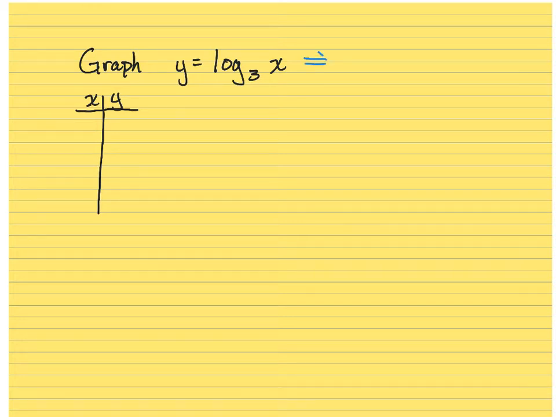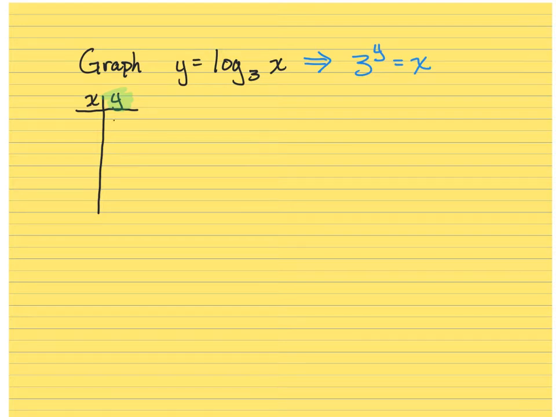If you're going to do this, what I would do is change this to its exponential form, 3 raised to the y equals x, and I would then, and this is different, pick y's instead of x's. And you're going to be just fine if you do that. If you're graphing this by making a table, transform it into this form, and pick y's instead of x's. It just makes it easier.